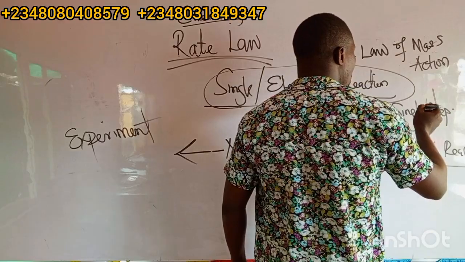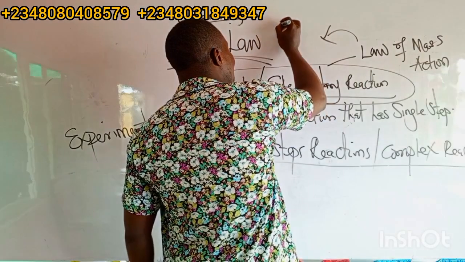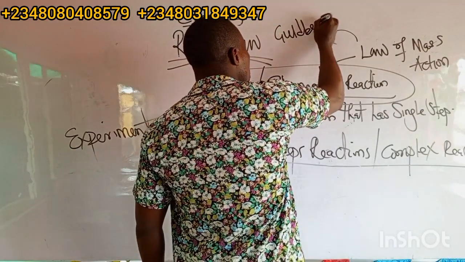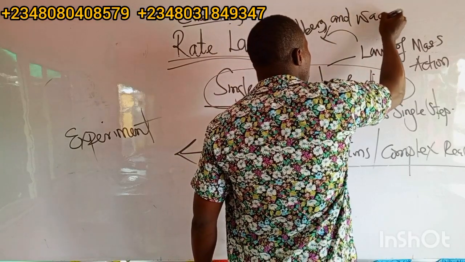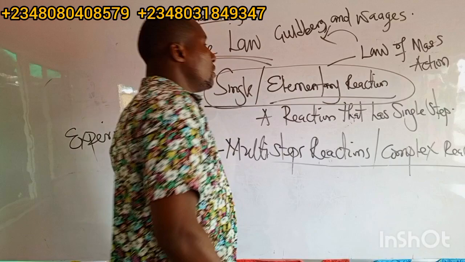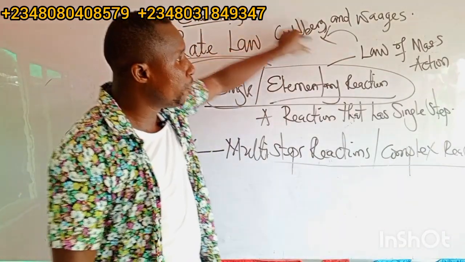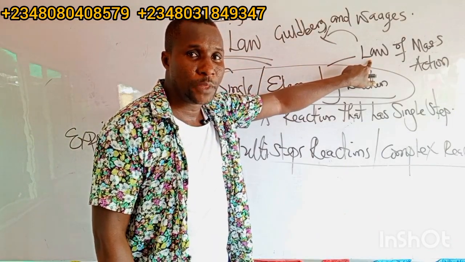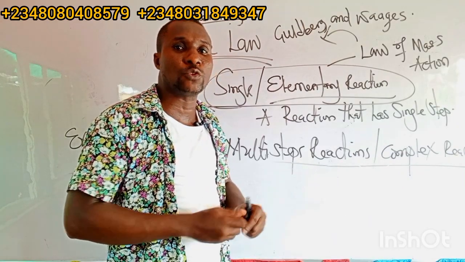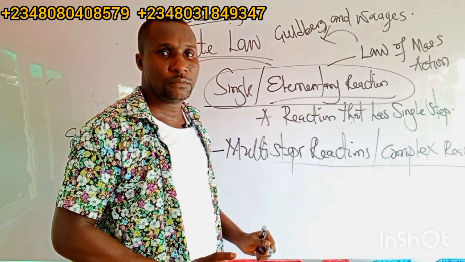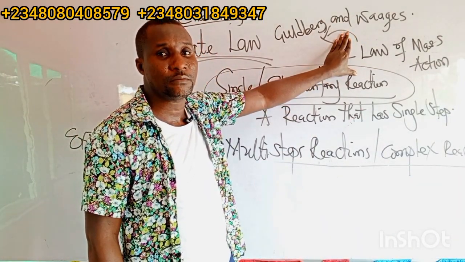The law of mass action was postulated by Goldberg and Waage. These people postulated the law of mass action. What is the law of mass action? The rate of a reaction is directly proportional to the active masses of the reactant, or the rate of reaction is directly proportional to the concentration of the reactant.